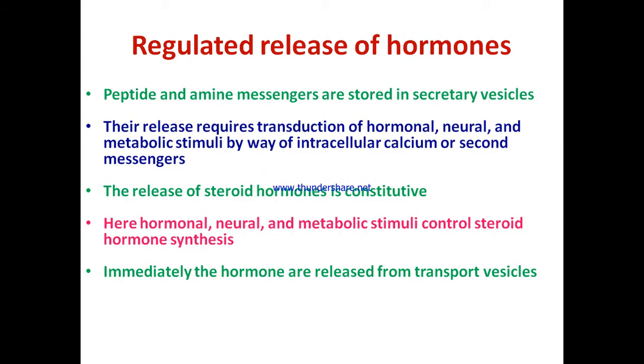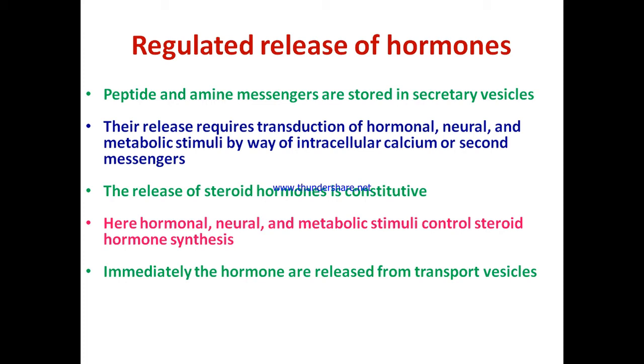Then regulation of hormone release. Peptide and amine messengers are stored in secretory vesicles. We see the first type of secretion. The release requires transduction of hormonal, neuronal and metabolic stimuli by way of intracellular calcium or second messenger. So by controlling the intracellular calcium level or by using a second messenger, the release of these hormones from the secretory vesicles is controlled. That is the release of peptide and amine hormones or messengers.